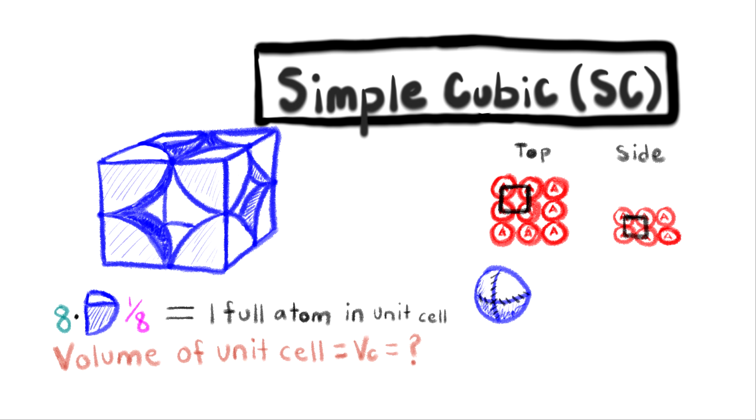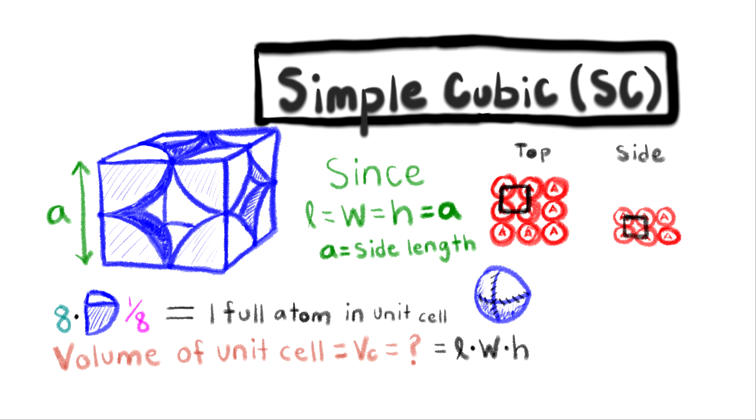Pretending for a moment this is an empty cube. How would its volume be determined? The volume of a cube is length times width times height. Because length equals width equals height in a cube, we'll set that value as a.